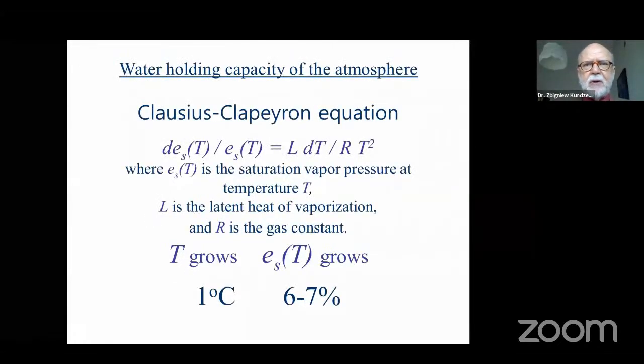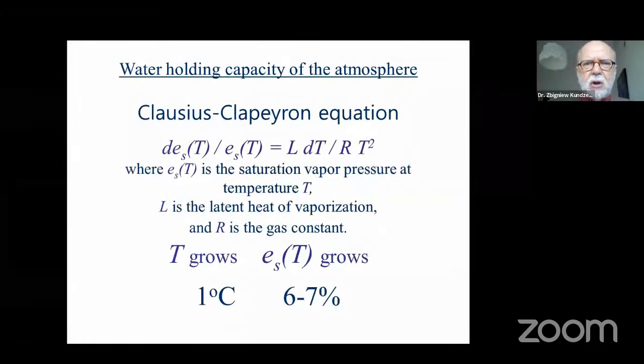But assuming that the precipitation does not change would be false. There is more room for water vapor in a warmer atmosphere. So if the temperature grows, then the saturation vapor pressure also grows. And this means that the risk of intense precipitation is increasing. There is a higher potential for intense precipitation.